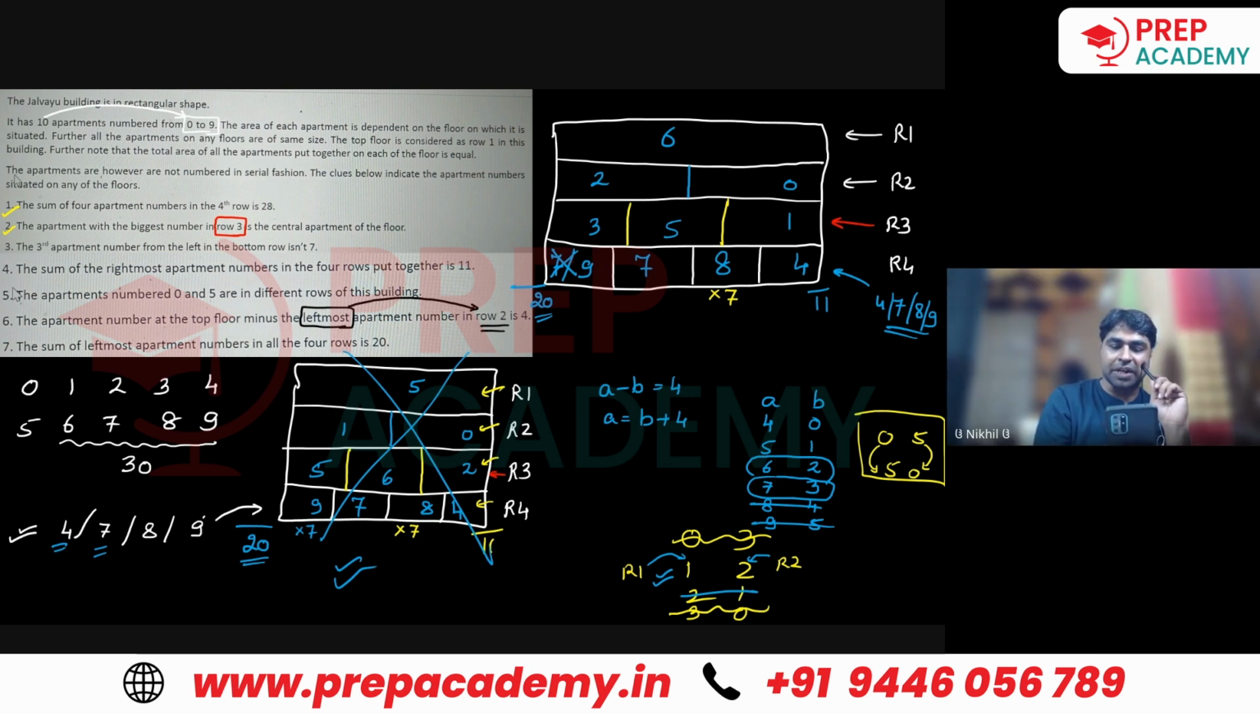The rightmost apartment in the bottom row has the least area. The rightmost apartment in the bottom row, rightmost, left, right. So 4 is the least area. Which of the following apartments has the least area? 4. Yes.